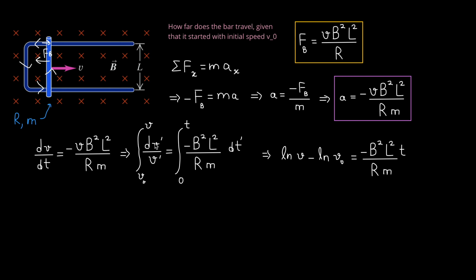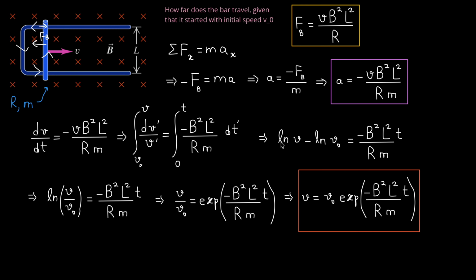Now on the left hand side I'm taking the integral of 1 over v prime. That gives me a natural log. And on the right hand side I'm just integrating a constant. That gives me that constant times t. And in the next step, let's isolate v and have an expression of velocity v as a function of time.